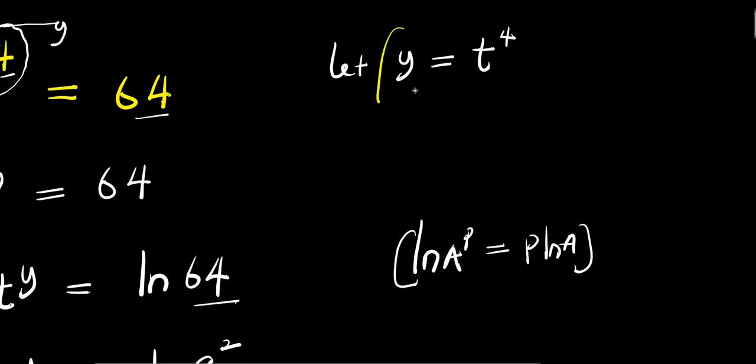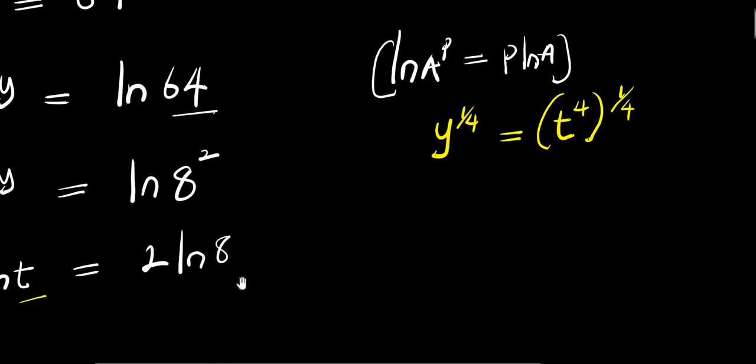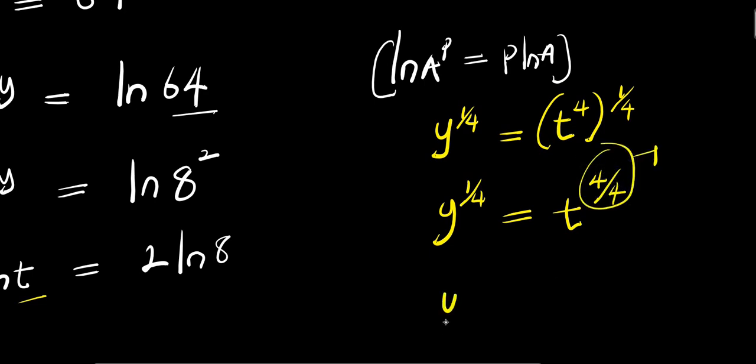Going back to this particular equation of y equals t power 4, I can isolate t by multiplying the exponent by 1 over 4. So we have y power 1 over 4 equals t power 4 raised to the power of 1 over 4. So from here, we have y power 1 over 4 equals t power 4 times 1 over 4. That is 4 over 4, and this will give you 1. So we have y power 1 over 4 equals t.